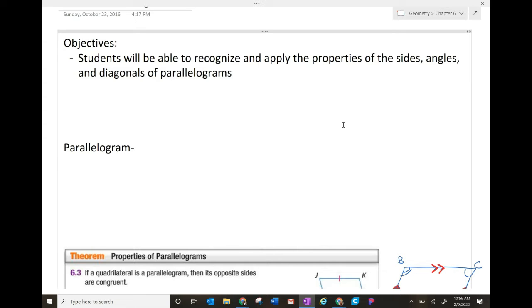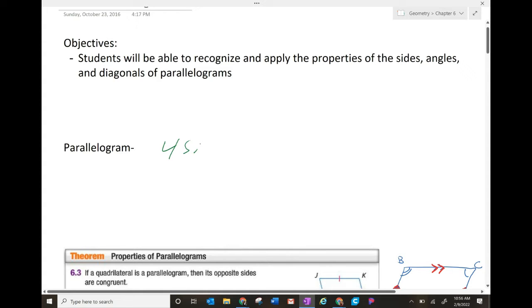It's like a multi-sided shape. Isn't that what it was? Okay, so that was going to be a polygon. A parallelogram, oh yeah, it's going to be a four-sided shape.